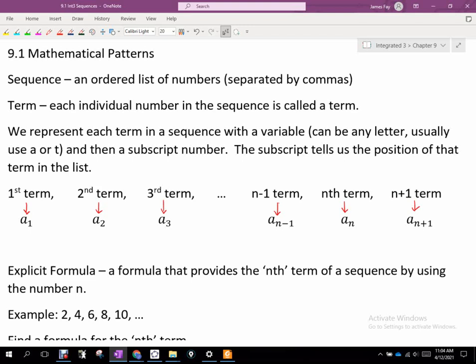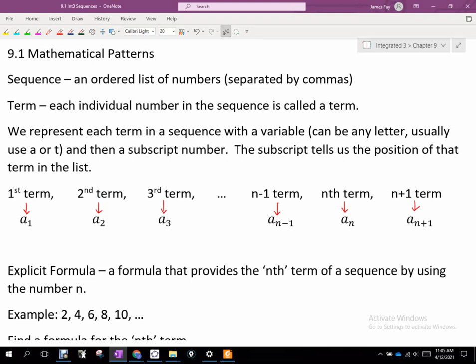Okay. So we represent each term in a sequence with a variable. It can be any letter that we want. They usually use A. A lot of times they use T. A lot of times they use A for a sequence that is said to be arithmetic or explicit sometimes. T is usually used in other courses or textbooks when it's called a recursive sequence, which we'll see some of those here in a little bit. But it doesn't matter, A or T. Sometimes T for term, right? Does that make sense?